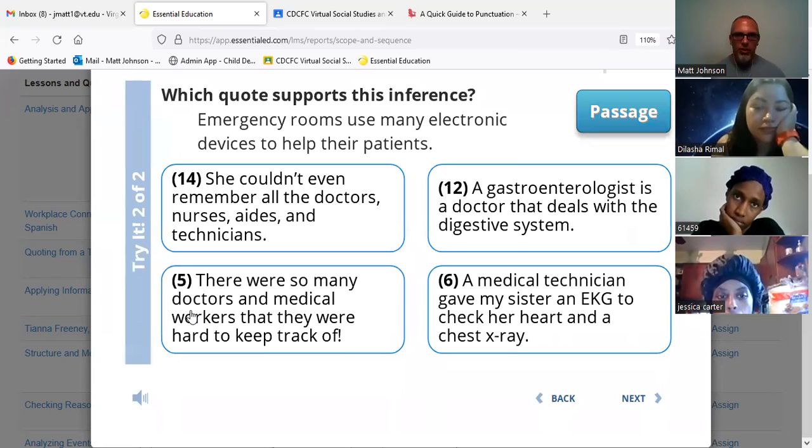All right, so emergency rooms use many electronic devices to help their patients, right? That's what we've inferred by part of that passage. So what quote out of those 4 supports that inference? Let's see, Levon, how about we go to you? You want to try that? Yes, sir. I'm going to answer it through the text. Okay, go ahead.